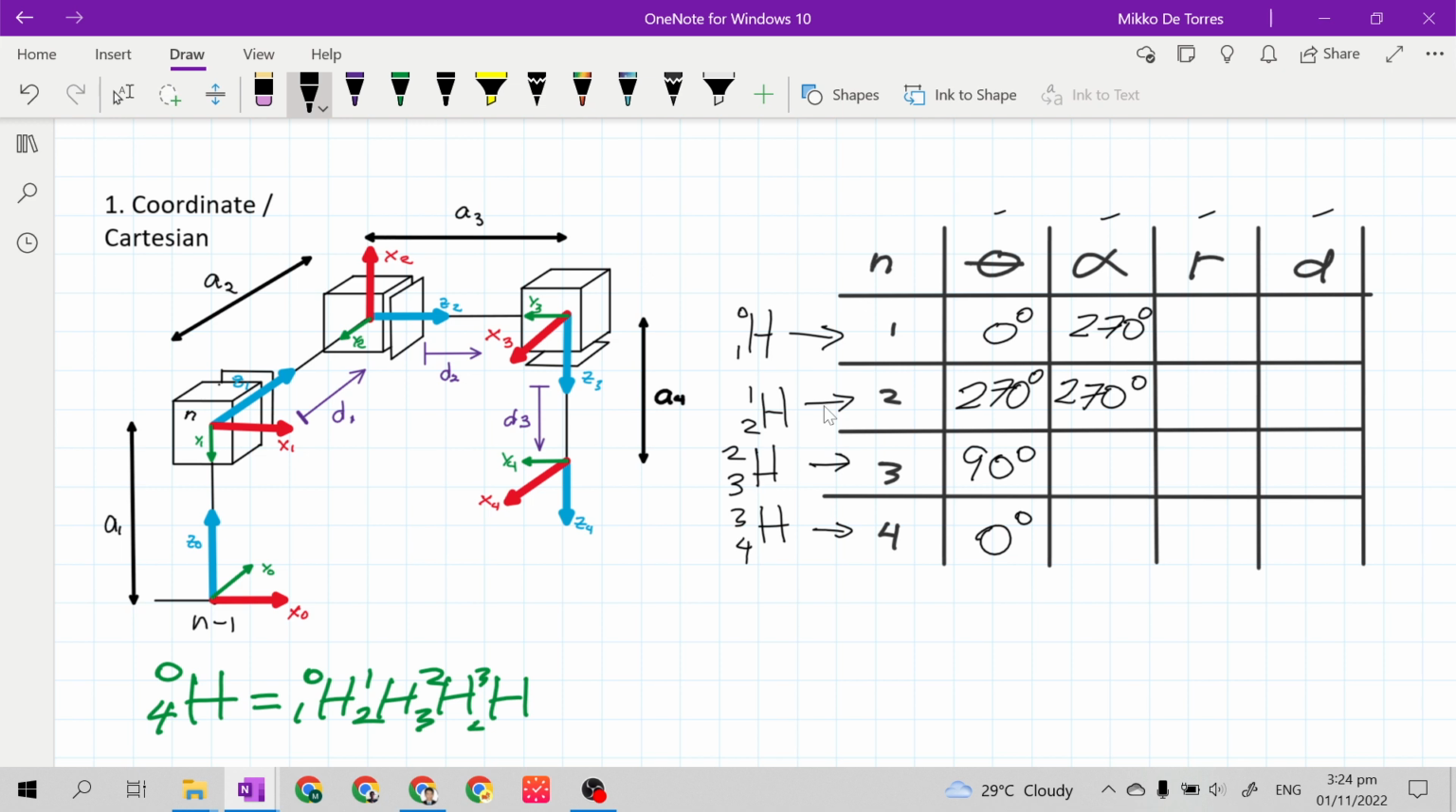Next, for the alpha of homogeneous transformation matrix 3 reference to frame 2, the x sub n now is x sub 3. The z sub n minus 1 is z sub 2. The z sub n is z sub 3. So z sub 2 must rotate along x sub 3 axis. So let's perform the rotation alpha at x sub 3, from the right direction. So the amount of rotation is 270 degrees.